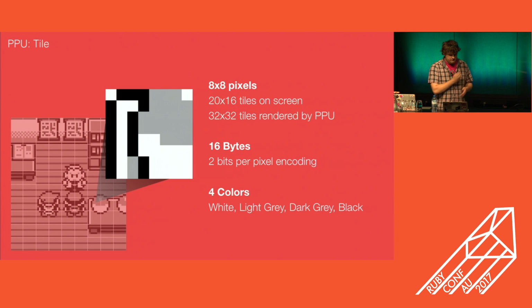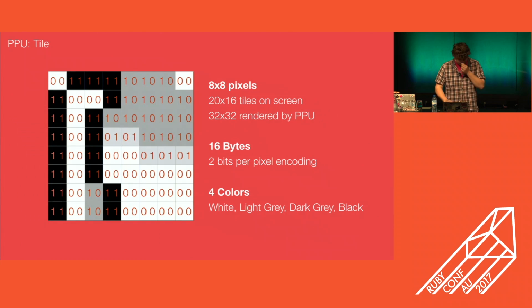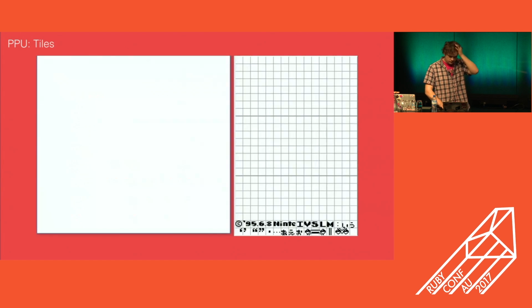Each pixel in the tile takes up 2 bits, and you can have 4 colors: white, light gray, dark gray, and black. The pixel data for the tile is that binary. White is 0,0, black is 1,1, dark gray is 1,0, and light gray is 0,1.